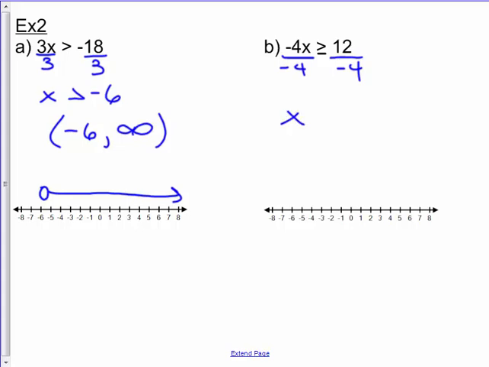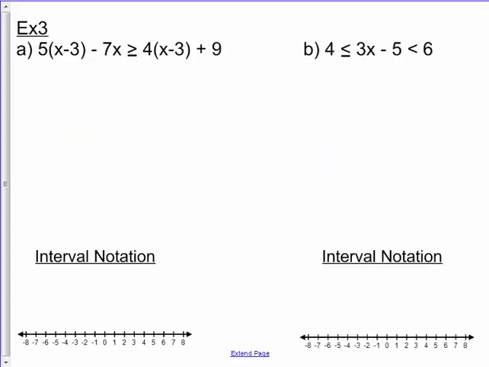In B, I'm going to divide by a negative 4. So I get x and I get negative 3 here. But I introduced, meaning I put a negative 4 into the problem. So that means I have to switch the inequality. X is less than negative 3, so closed circle at negative 3, shade to the left, and the interval notation would be negative infinity to negative 3. Those would be all the numbers that I include there.